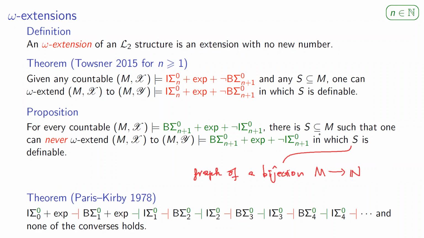So there is no way you can have a model of B, but not the next I, in which this is definable, because this makes the model rigid. So having lots of automorphisms restricts the number of omega extensions that you can have.